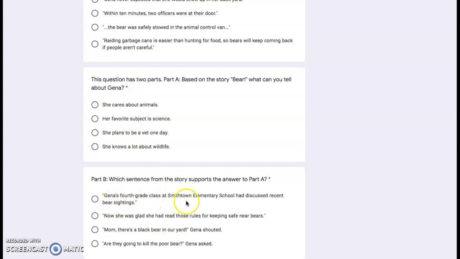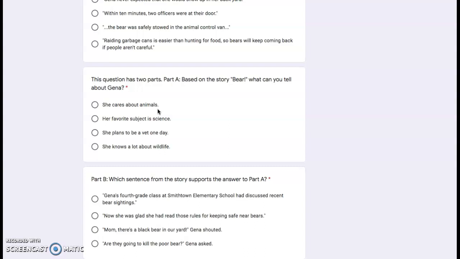Her 4th grade class at Smithtown Elementary School had discussed recent bear sightings. That doesn't mean she loves animals. Now she's glad she had read those rules for keeping safe near bears. That doesn't say she cares about animals. Mom, there's a black bear in our yard, Jenna shouted. Again, that doesn't support she cares about animals. Are they going to kill the poor bear? Jenna asked. That does support that she cares about animals.